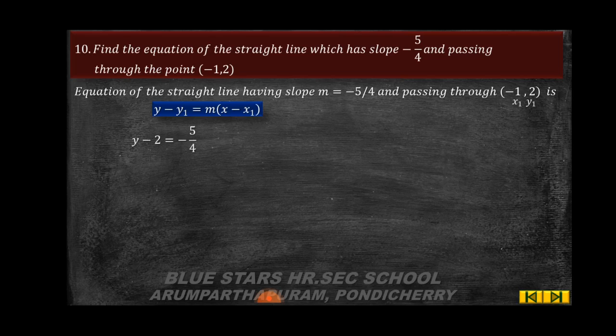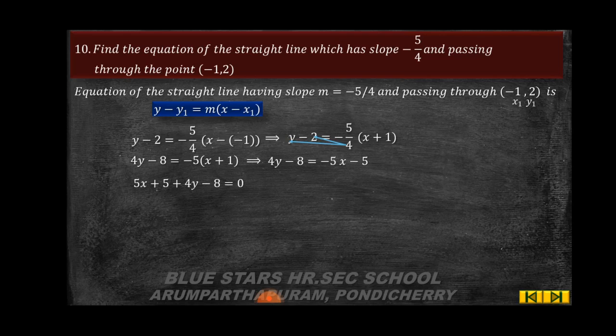y minus 2 is equal to minus 5 by 4 into x minus of x1 value, which is minus 1, which is equal to y minus 2 is equal to minus 5 by 4 into x plus 1. The next step is cross multiplication. So 4y minus 8 is equal to minus 5 into x plus 1. 4y minus 8 is equal to minus 5x minus 5. So if you take minus 5x minus 5 to your left hand side, 5x plus 5 plus 4y minus 8 is equal to 0, which implies the equation of the straight line is 5x plus 4y minus 3 is equal to 0.